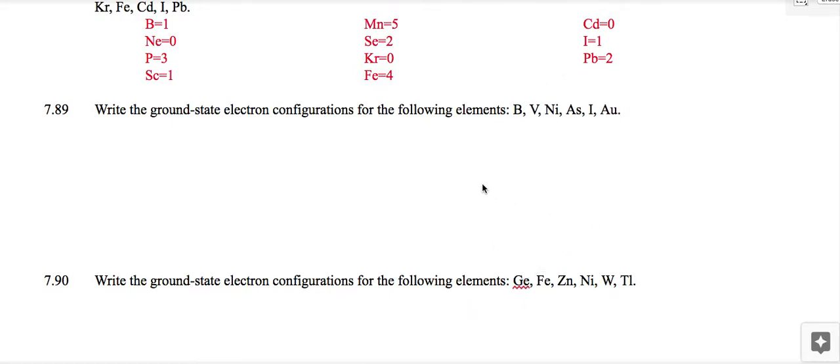So let's do vanadium. Ooh, I switched to red. Let's get back to blue. Vanadium has 23 electrons in it, and we end up with 1s2, 2s2, 2p6, 3s2, 3p6, 4s2, 3d1. And that is the electron configuration for vanadium.